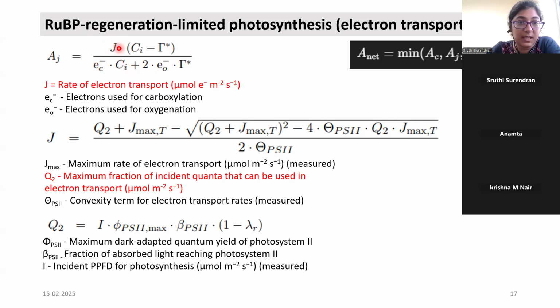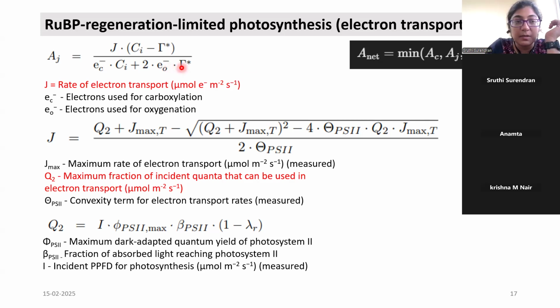Now, apart from J, which is the rate of electron transport, what you see here is there are two more terms called Ec and E naught. Ec is nothing but the number of electrons that are used for carboxylation and E naught is the number of electrons that are used for oxygenation. So when we consider net photosynthesis, we can never consider just what is being taken up. We should also include how much carbon dioxide is released because of photorespiration. That is why you see in all of the equations, the photosynthesis process and the photorespiration process are equivalently represented.